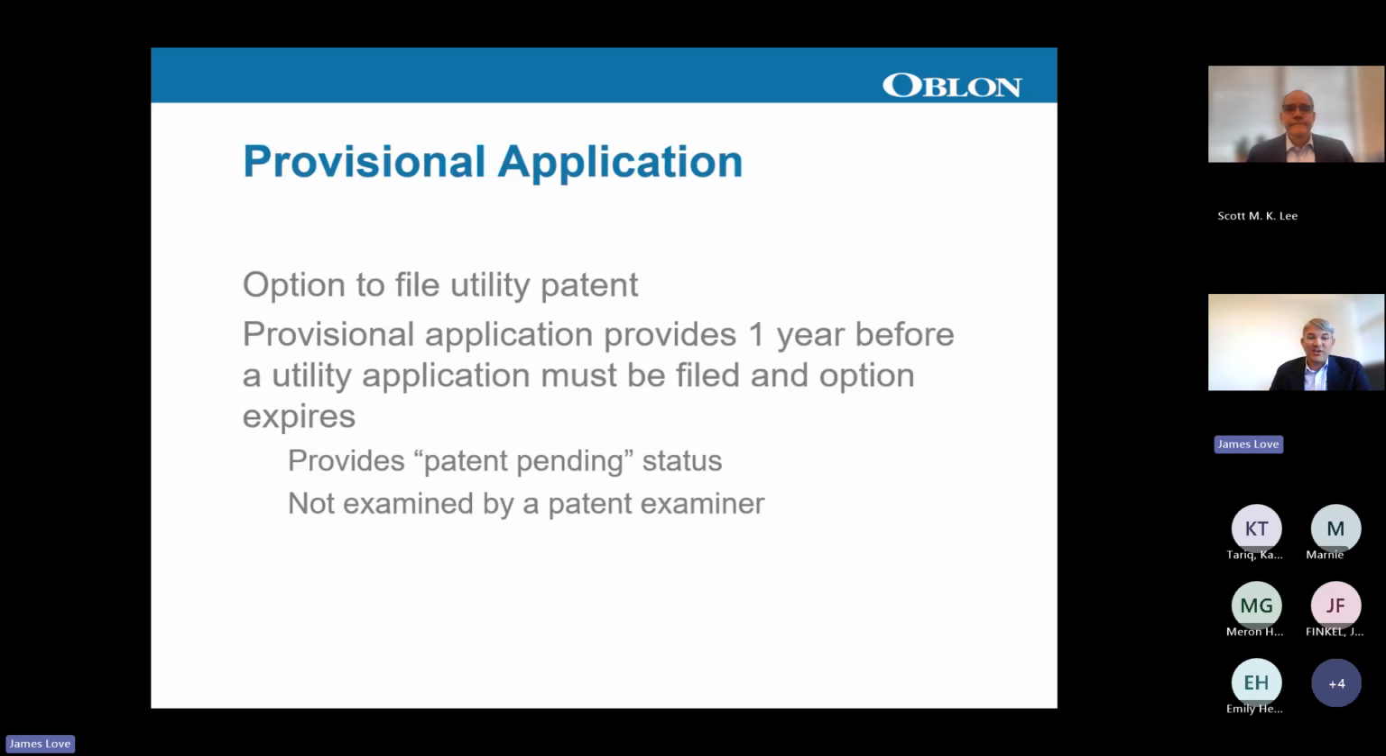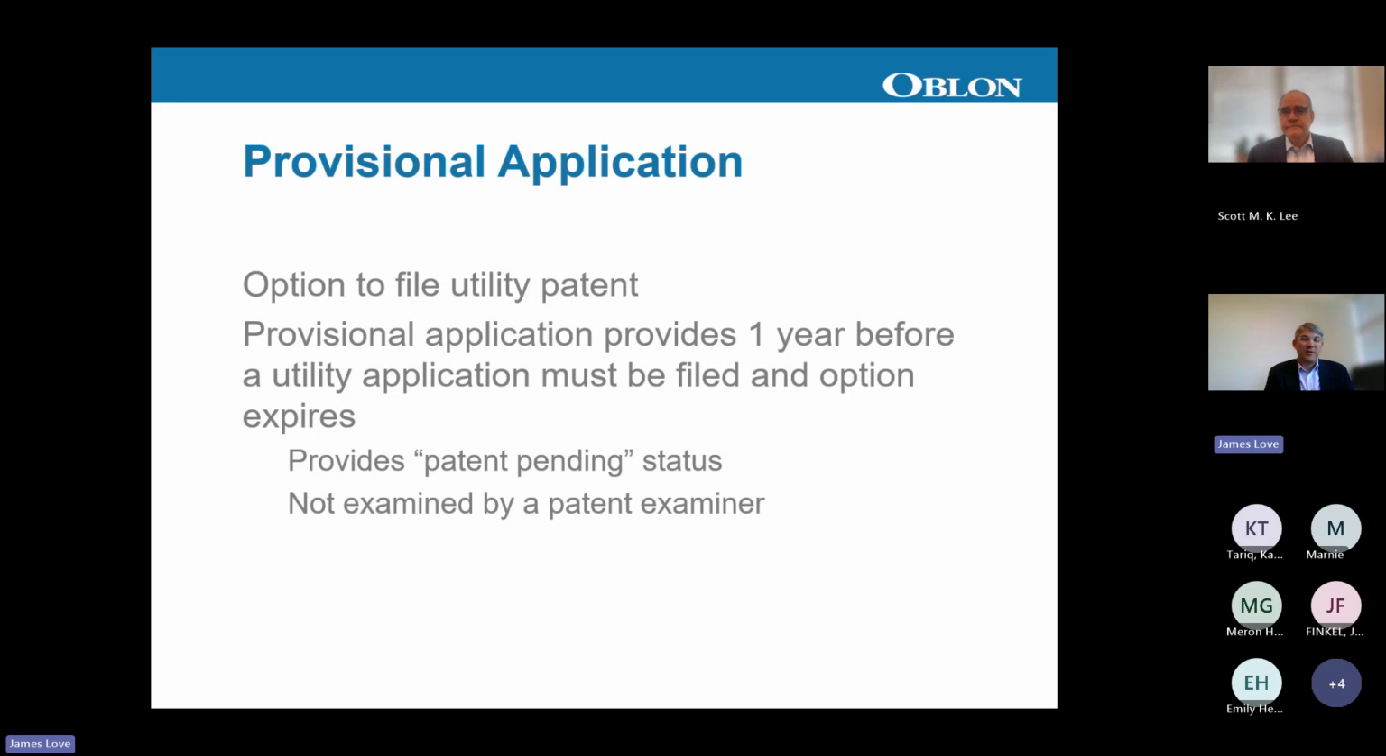So the provisional application is, in effect, I like to think of as an option to file a utility patent application. It's often much cheaper to file a provisional application, and you'll see why, because there's a lot less requirements when filing a provisional application. It's a lot more flexible. And oftentimes we will recommend people file provisional patent applications before they go into the expense of filing a regular utility application.